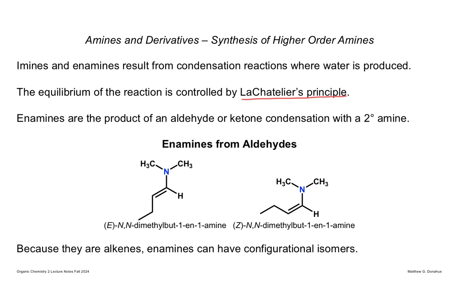So as opposed to imines, enamines still react with oxidation state 2 functional groups, but now you're starting with a secondary amine. A secondary amine is classified as only having one hydrogen. So really what you only have to worry about is primary or secondary amines. Tertiary amines do not do this chemistry.